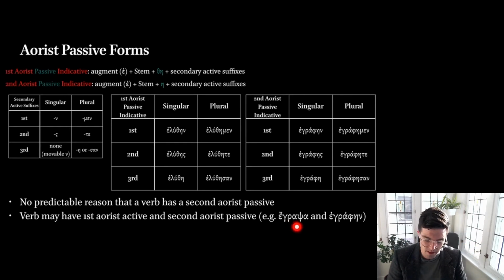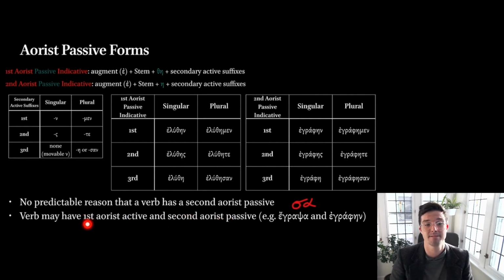So for example, grapho uses a first aorist active, egrapsa. So remember, the first aorist has the sa tense formative in it, and we see that hiding here in the psi. The p has combined with the sigma to make a psa sound. So it uses a first aorist active, but a second aorist passive, egraphen, without the theta here. So all that to say is verbs may have a first aorist active and a second aorist passive. So just because a verb takes a second aorist active does not mean it's going to take a second aorist passive.